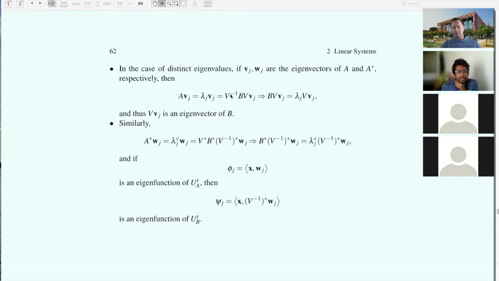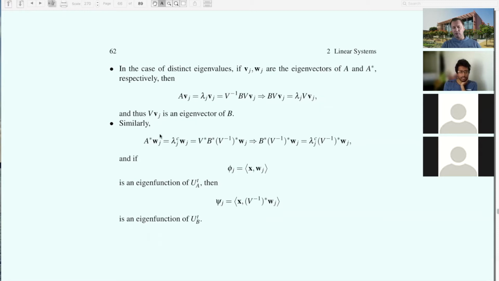Now multiply from the left by V, and we obtain that B V V_j is equal to lambda_j V V_j. So clearly this vector here, which is matrix V acting on V_j, is actually an eigenvector of B. So eigenvalues stay the same. Eigenvectors change from V_j's to capital V V_j's.